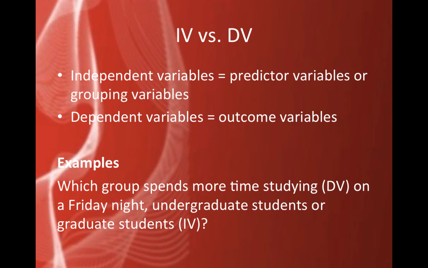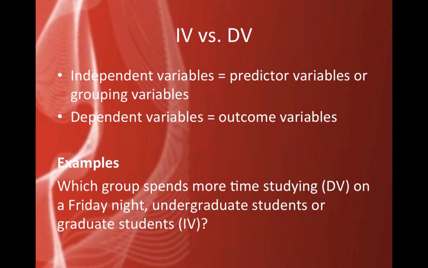Independent variables, or IV, are the predictor variables, or sometimes called the grouping variables. And they are always categorical. And when you're talking about an independent samples t-test, you're always talking about 2 categories for the independent variable. You can only test with 2. So gender would be a common one, males versus females.